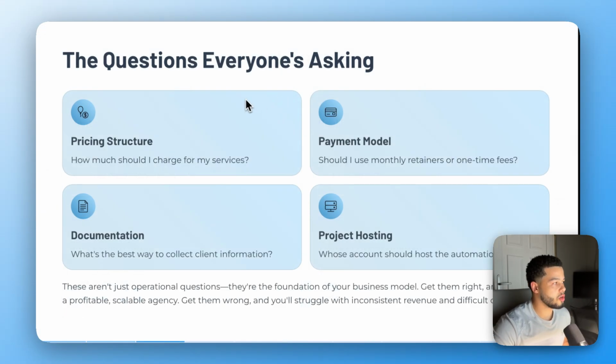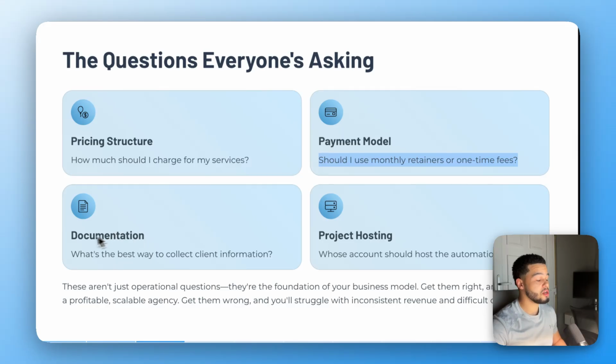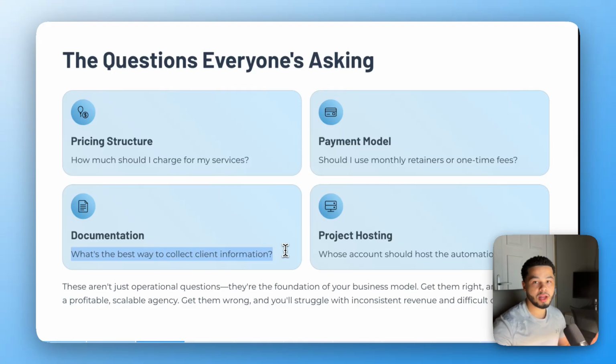Now, the typical questions that I see asked are about pricing structure, like how much should I charge for my services? You've got questions about payment model, like should I use monthly retainers or one-time setup fees? Also stuff about documentation, like how do I actually collect information from the client? In a lot of these automations that you've built, you'll have to connect to their CRM or to other stuff that they have, and people want to know how to actually connect to this stuff. So we'll go through that in this video as well. And also the hosting aspect of things. Like, should I build it on the client's account? Should I build it on my account? And how do I make all of this work together? And that's what we're going to go through in this video.